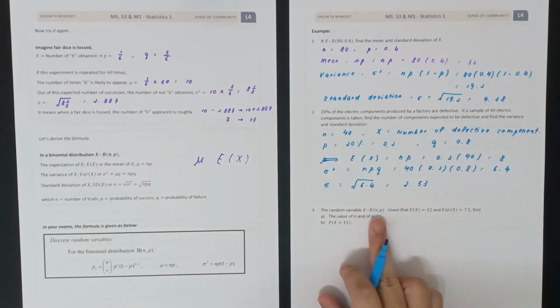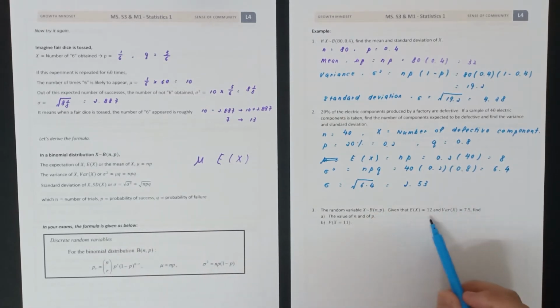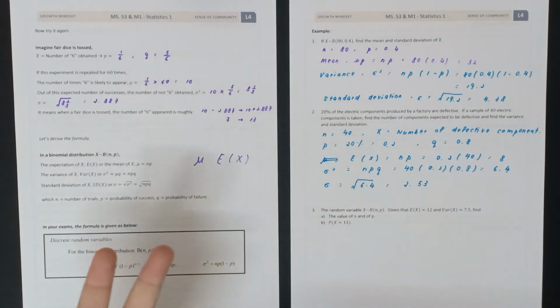Alright, number 3. The random variable has a binomial distribution with number of trials n and probability of success p, given the mean is 12 and the variance is 7.5. Find the value of n and p. So this is about how to solve equations. You can see you have two unknowns here, so now you need to create your simultaneous equations. Let's try to do that.